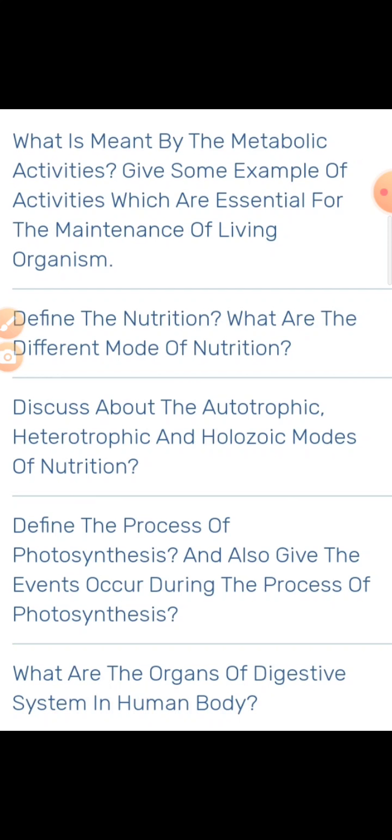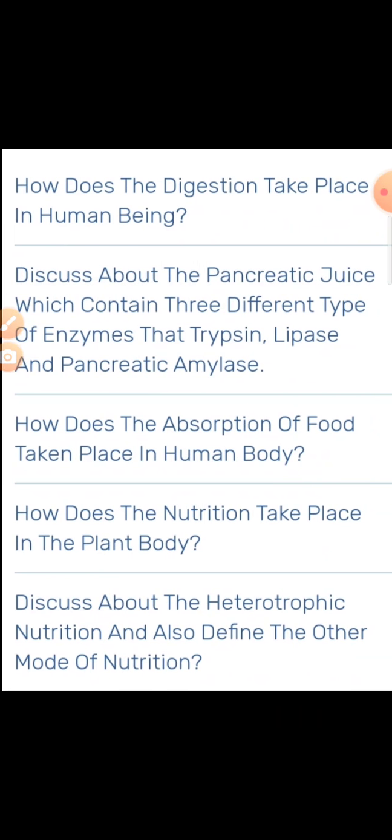Next question, what are the organs of digestive system in human body? So digestive system, what it consists of: alimentary canal, digestive gland, and the different parts which are associated with the alimentary canal, the mouth, esophagus. So this you have to write about the small intestine, large intestine. You have to write about the entire organ starting from the mouth. So you have to discuss each point.